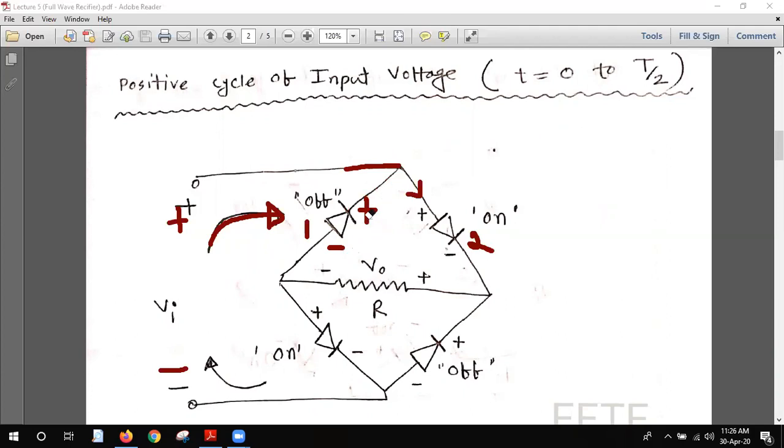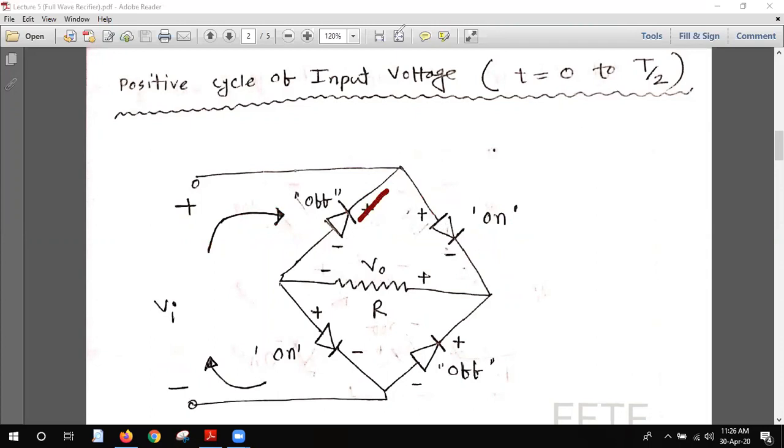But what about diode 2? When it tries to move to diode 2, it will be plus, and at the other end it will be minus. So this will be forward biased. So this will be shorted, like a shorted line. So diode 1 will be reverse biased, diode 2 will be forward biased. In the diode 1 line there will be no current flow, it will be an open circuit.